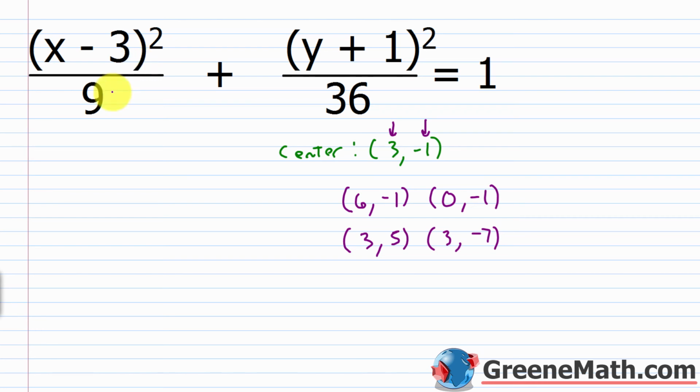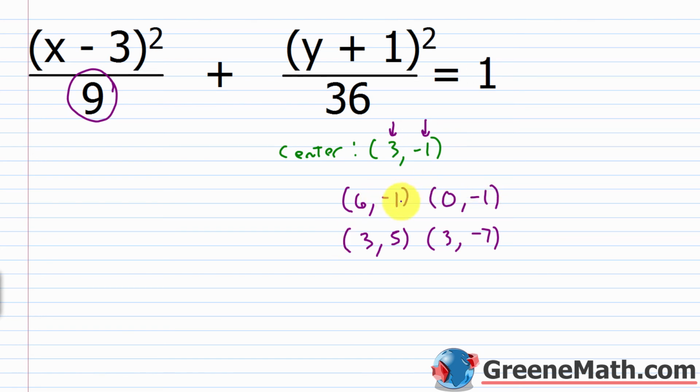That's my center. For points where we move horizontally from the center, I'm looking at this value here. So plus or minus the square root of that would be the horizontal distance from the center to the furthest point to the right and to the left on that ellipse. So starting at 3, negative 1, I could add 3 to my x value and get 6, negative 1. And I could subtract 3 from my x value and get 0, negative 1.